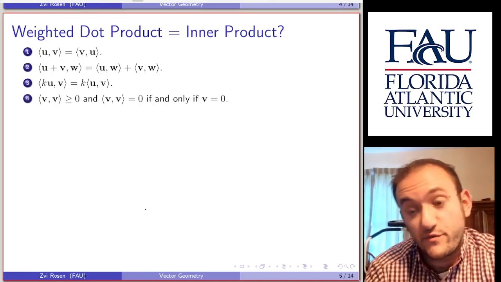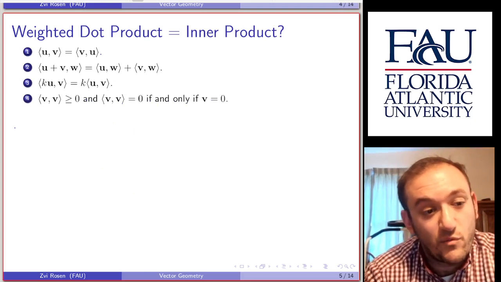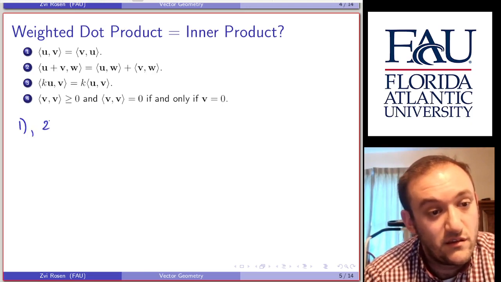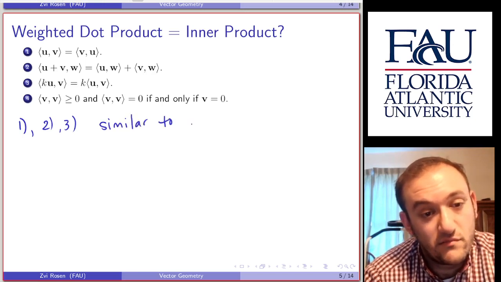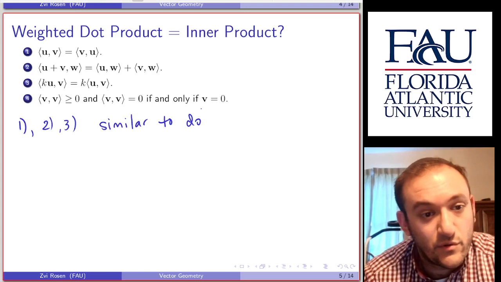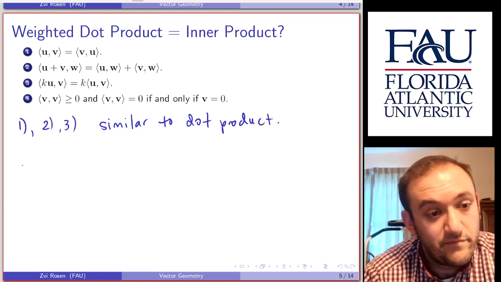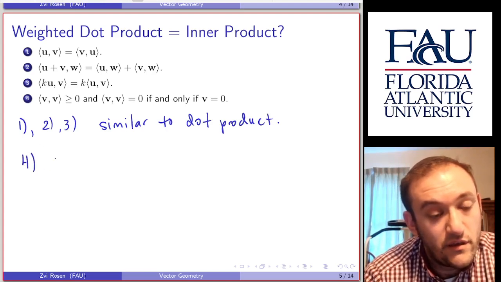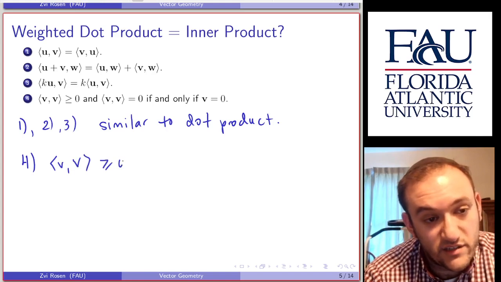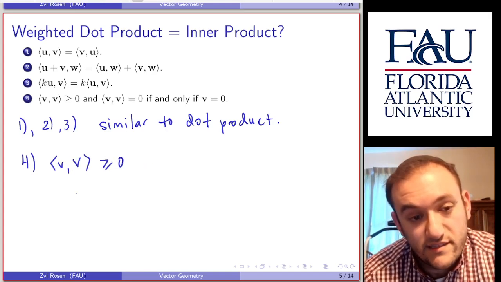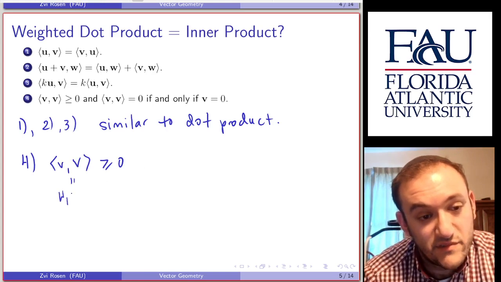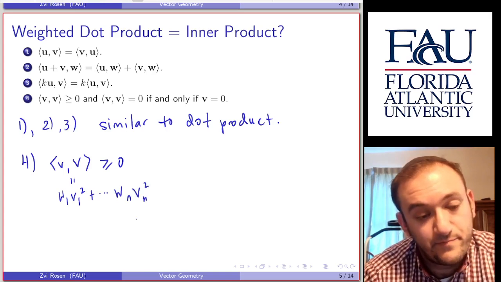So now we can check the properties for the inner product. So 1 and 2 are not hard to check. I'll let you do that on your own. For that matter, 3 as well. 3, similar to dot product. You just expand out the formula and you show that it works. Okay. How about number 4? So we want to show that this inner product is always greater than or equal to 0. Well, this is equal to w1 times v1 squared plus up to wn vn squared.